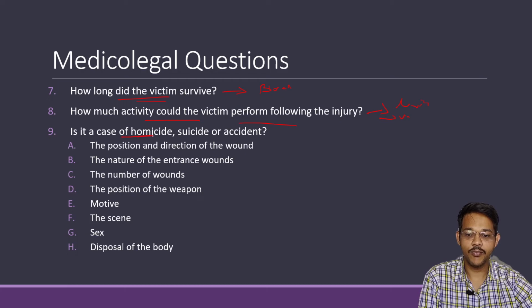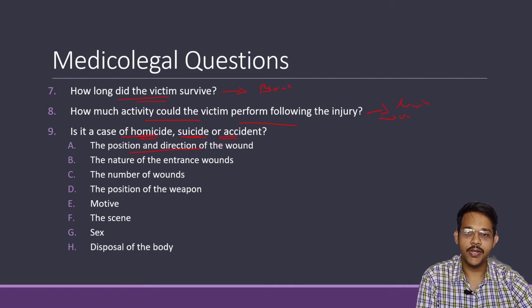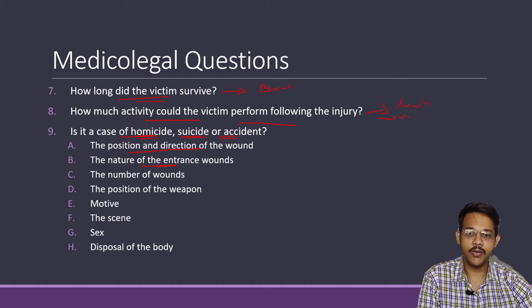Lastly, whether the wound is homicidal, suicidal, or accidental has to be known. This can be determined from the position and direction of the wound. In case of suicide, it is mainly present in the temple region. Accidental wounds may be present anywhere, and homicidal wounds are also present anywhere on the body. Nature of the entrance wound: suicidal wounds are mainly contact shots, while in accidental and homicidal cases the distance may vary. Number of wounds: suicide mainly has a single entrance wound. Accidental will be single. Homicide may be one or two.